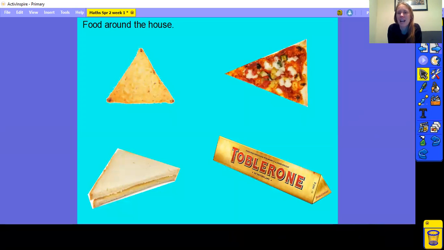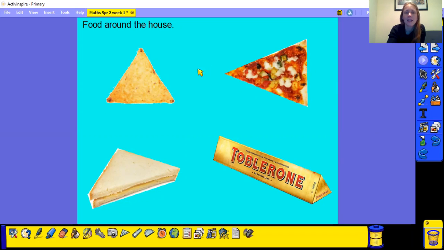Now, first I had a look around my house to see what food I could find that had a triangle shape. Let's have a look. So here is a Dorito. It has 3 sides and 3 corners. It is a triangle shape. What about this one here? Yes, this one is a pizza. It's also a triangle shape. It has 1, 2, 3 straight sides and 1, 2, 3 corners.